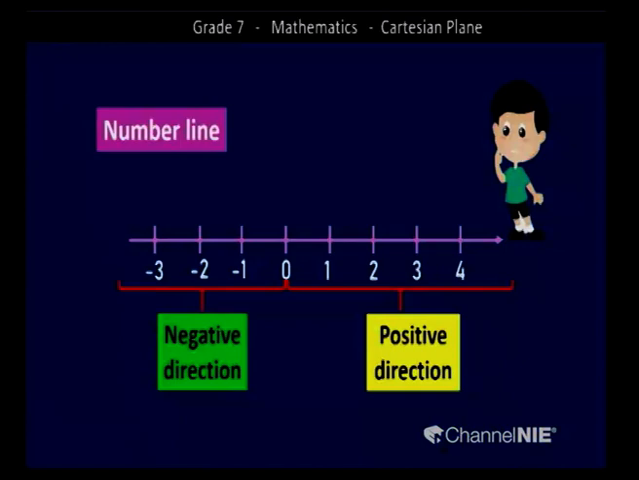Towards the left hand side of 0 you have the negative numbers, that is the negative direction. Now we will indicate points on a number line. That is also something that we have learnt in grade 6. So, look at this example.